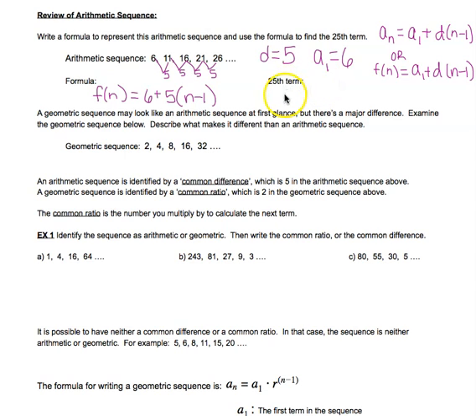Next thing we want to be able to do is to find the 25th term. So that means they're telling us that n is 25. So I want you to use the formula, use n equals 25, and go ahead and find the 25th term. So that's the first thing I'd like for you to try on your own here today.